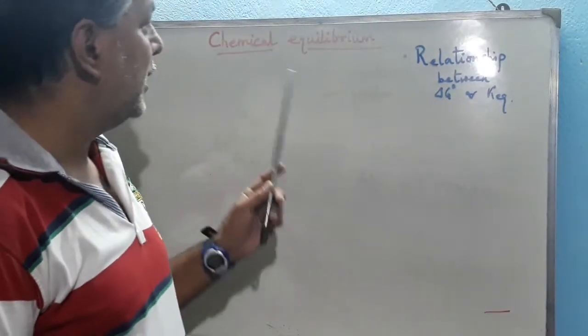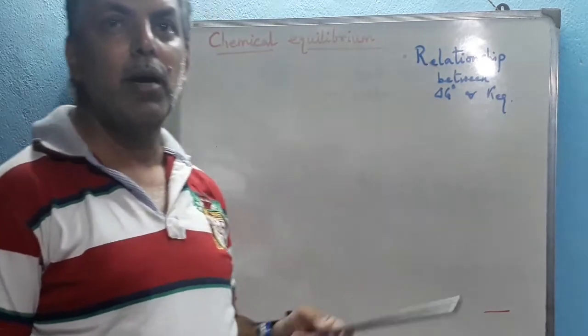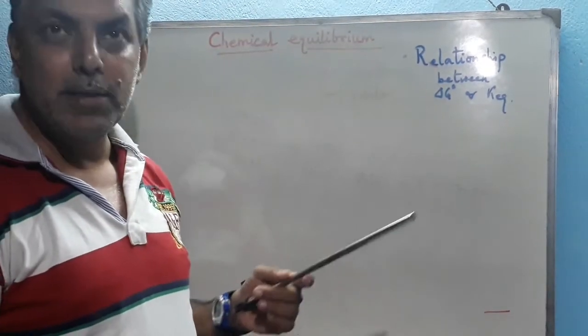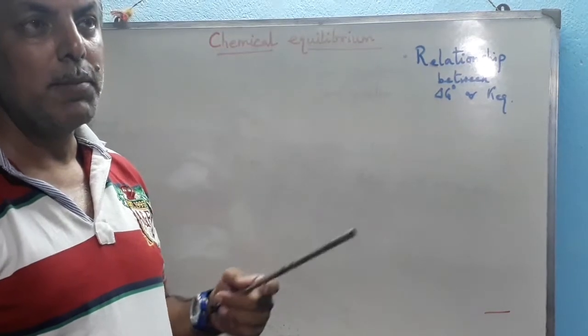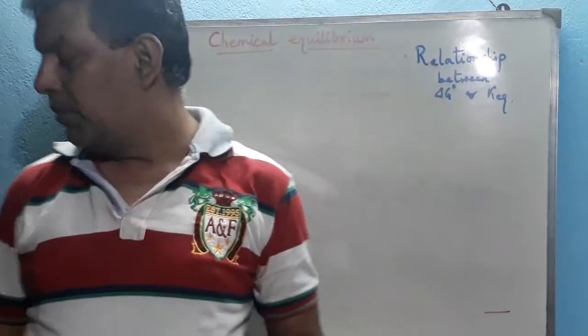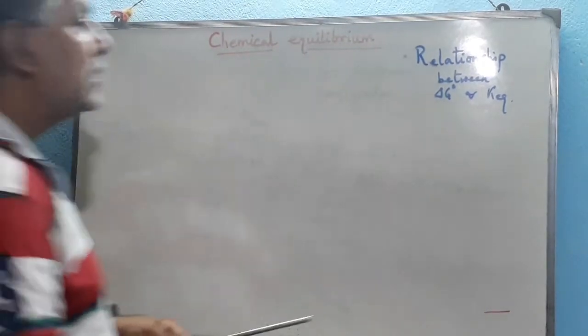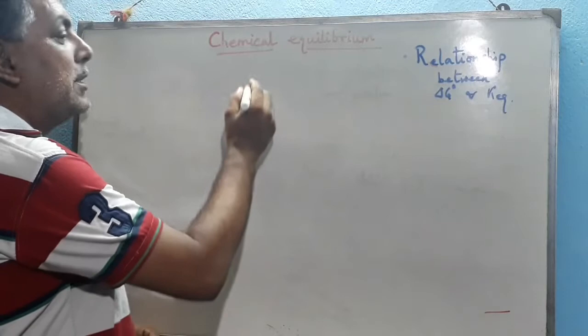Today I am discussing the next portion of chemical equilibrium. In our previous class we have already discussed what K equilibrium is, the derivation of the relationship between Kp and Kc, and so on. Today I am discussing the relationship between del G0 and K equilibrium.